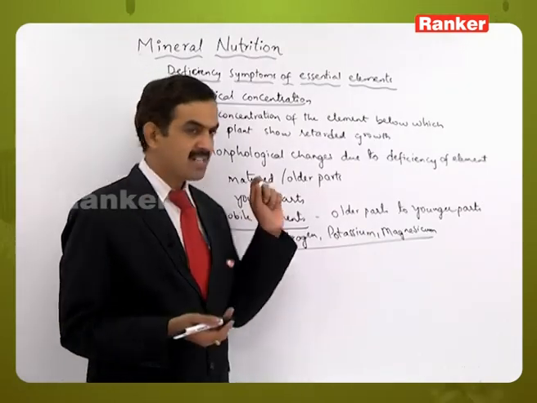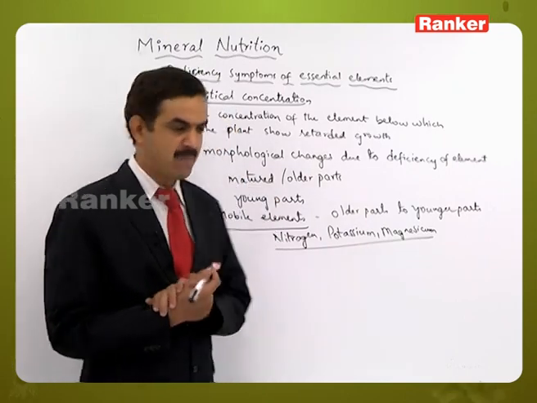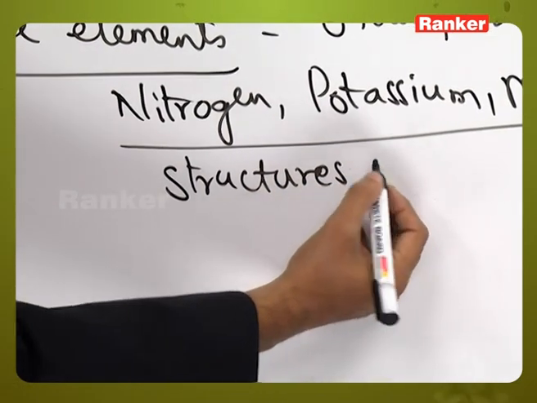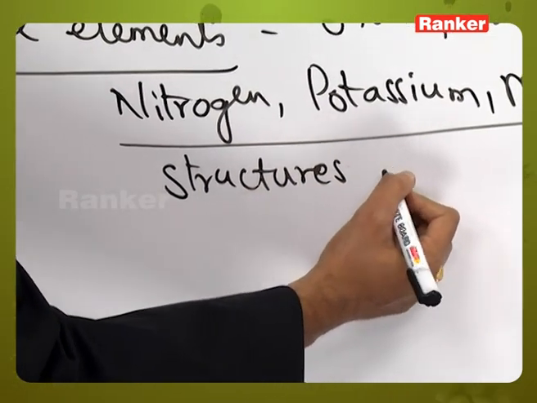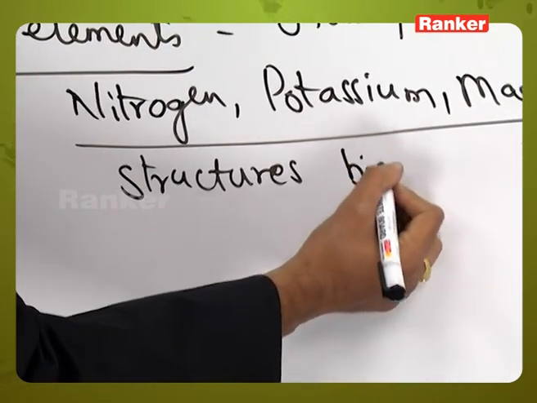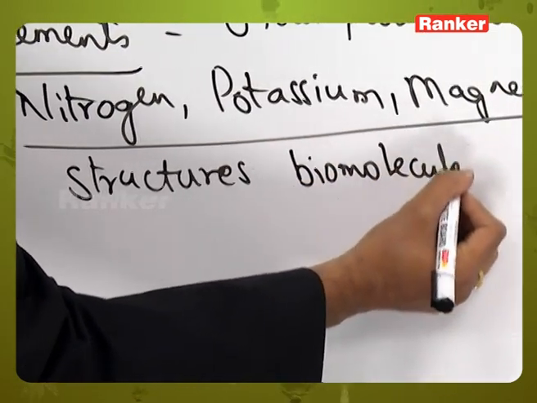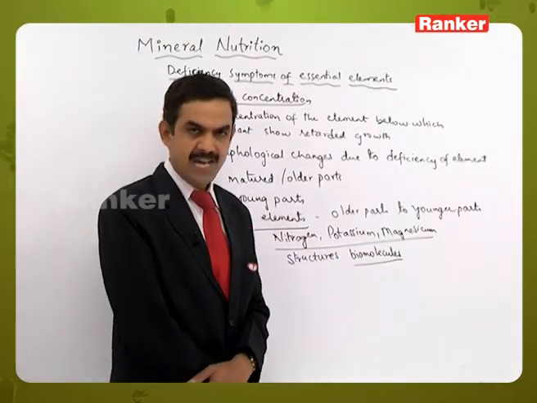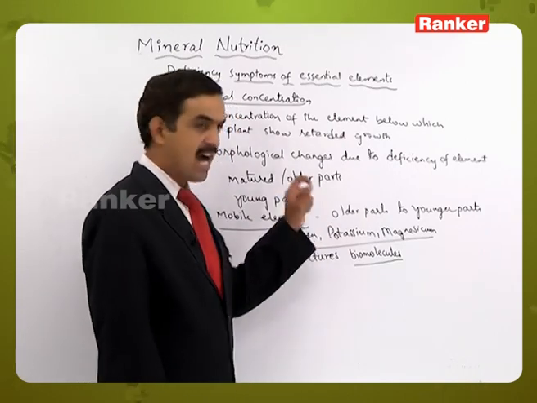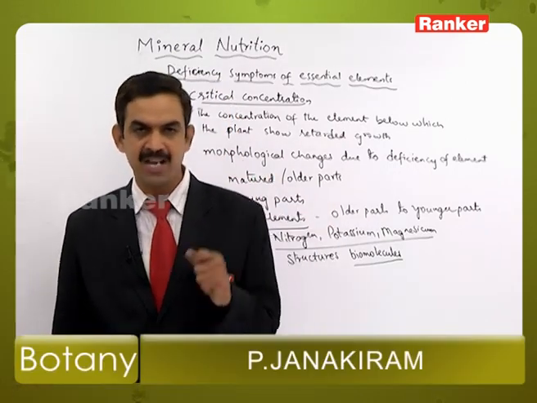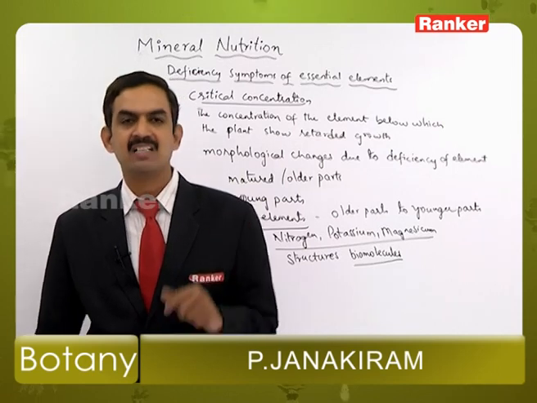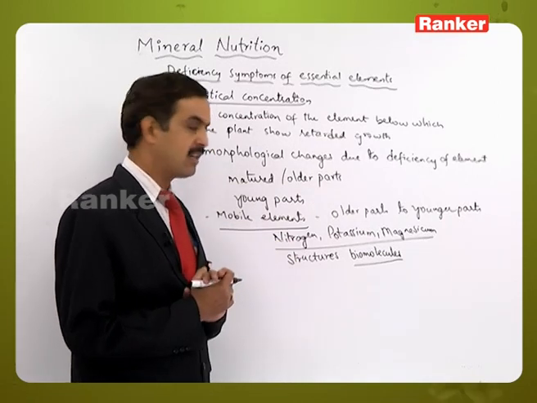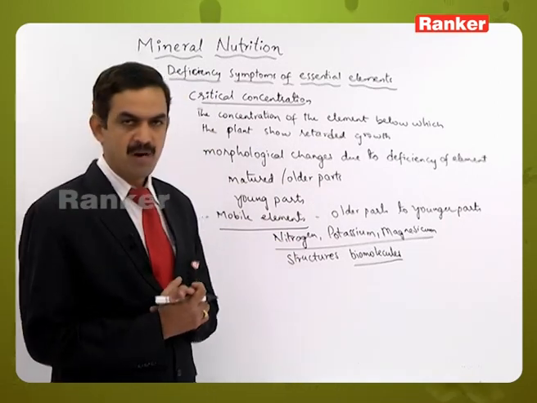Actually, these three elements are present in different types of structural elements, which are part of various structures, or we can say they are part of biomolecules. When the deficiency is there, the biomolecules will undergo breakdown and release these elements. And these elements, when released by the breakdown of the biomolecules, will be translocated to younger parts. That's the reason why the deficiency symptoms of these mobile elements are seen in the older parts of the plant body.